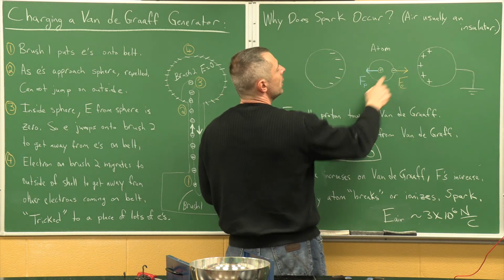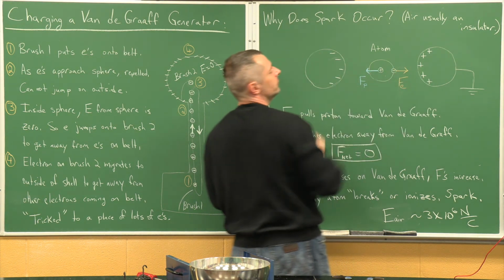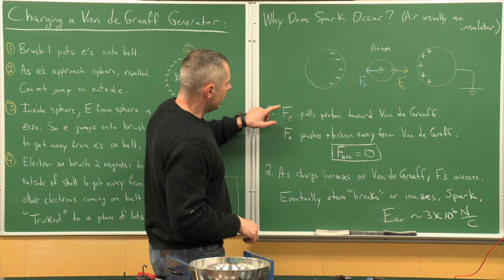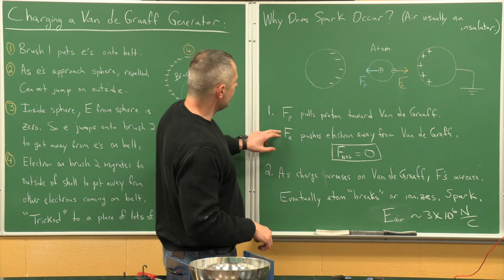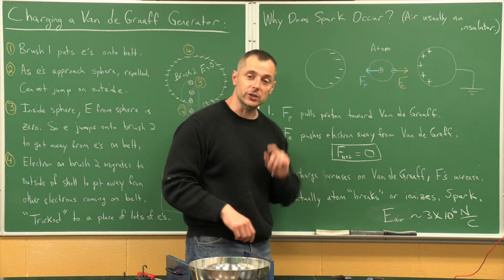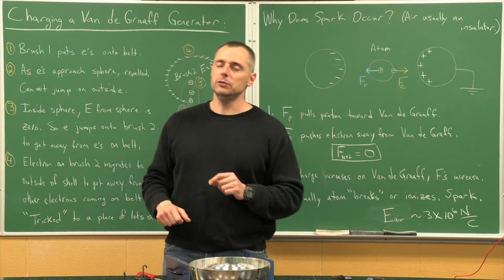They feel a force like this. While the electrons are repelled away from this Van de Graaff generator, they feel a force like this. So, the F on the proton pulls the proton toward the Van de Graaff. F on the electron pushes the electron away from the Van de Graaff. The F net is 0 on the air molecule. The analogy would be like this.